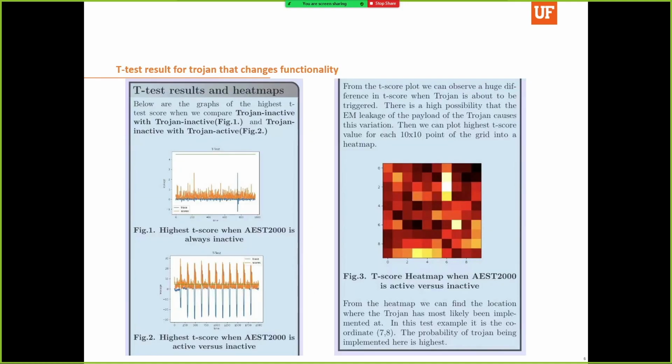So the results are pretty good. We can see from this plot, when the Trojan is active versus inactive, the t-test score is much higher than in other scenarios. And if we plot the t-test score in a 10 by 10 grid, as I said before, then we can spot a brightest spot. There's a high likelihood that the Trojan is implemented at the brightest spot location.